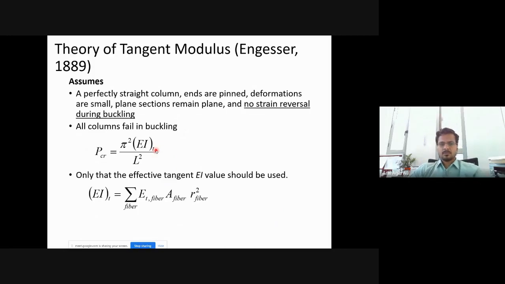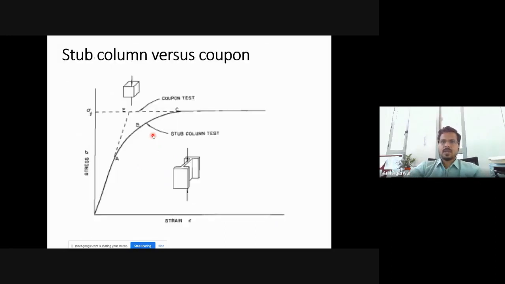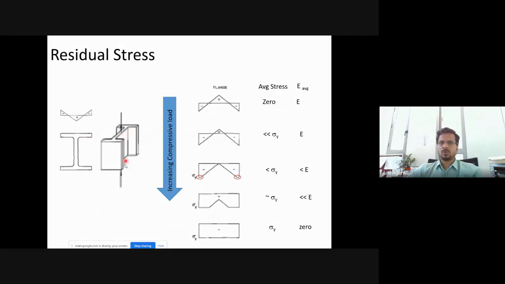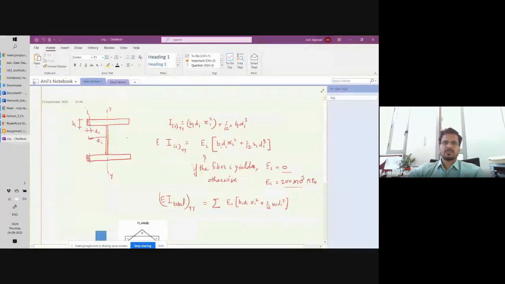As you keep increasing the P value on the column, your effective E will keep changing. So at any given load, whatever the effective E or effective EI is, use that one. I'll show you a quick calculation of how to derive it. So let's say I have a column like this, and I'm talking about flexural buckling about the y-axis. That is the weak axis. Correct? The y-axis is the weak axis, and this column is likely to buckle about the y-axis.